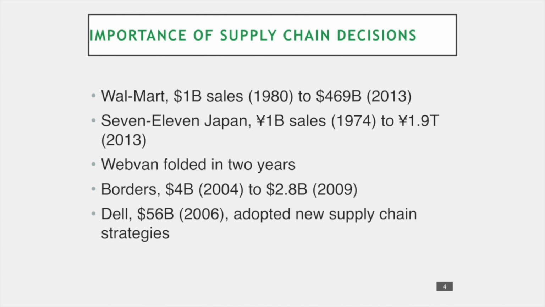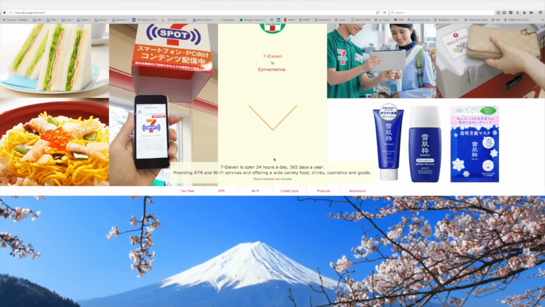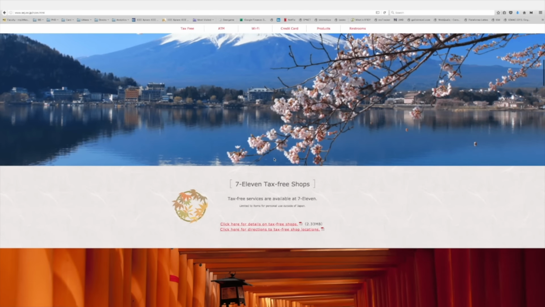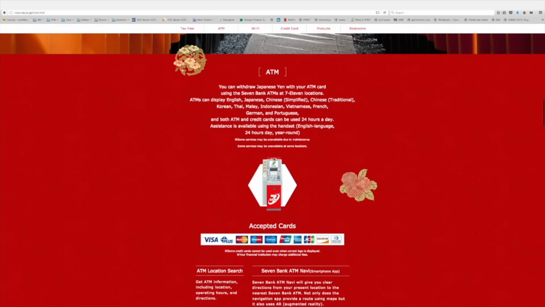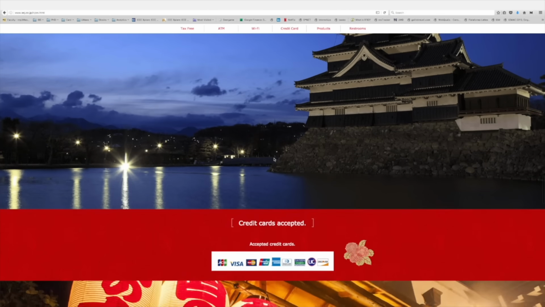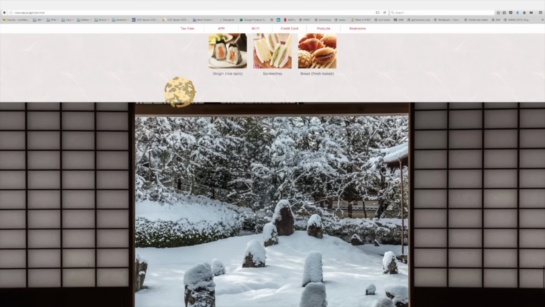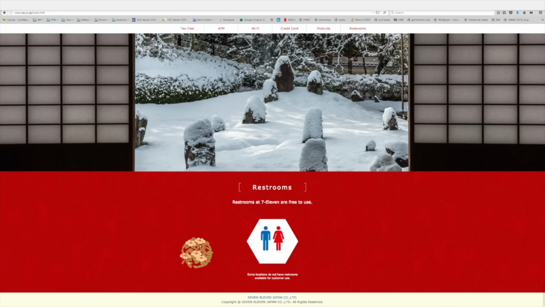As a result, from 1980 to 2013, they have seen a very strong growth. They had sales of $1 billion in 1980, and by 2013, that number grew to $469 billion. Another example of supply chain success is 7-Eleven Japan. They developed a very responsive replenishment system with great information system to ensure products are available when and where they are needed. In 1974, they had a sale of about 1 billion yen, and that has grown to 1.9 trillion yen in 2013.